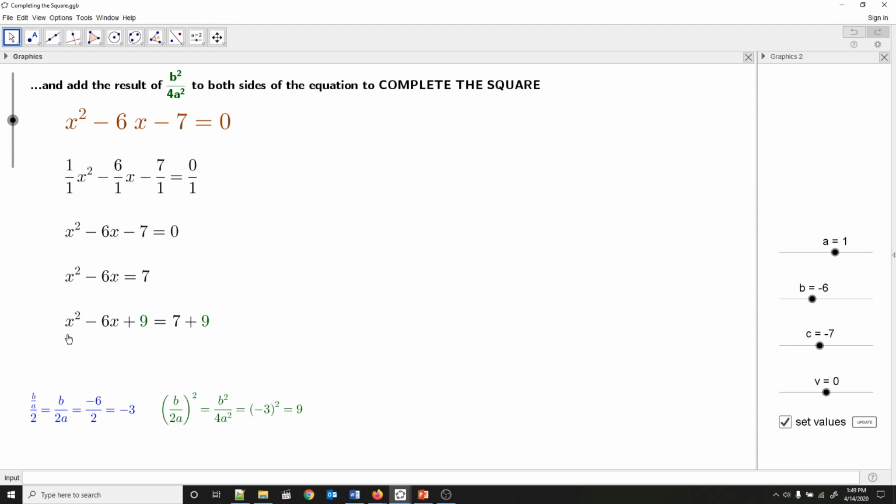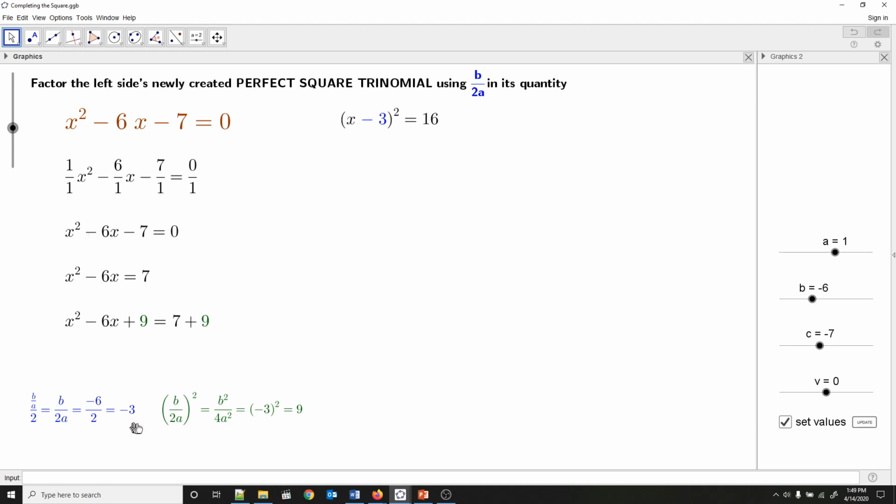Now on the left side you have x squared minus 6x plus 9. By choosing 9, you have just made this a perfect square trinomial. And a perfect square trinomial has two factors that are identical to each other, which means you can write it as a quantity squared. And that is why it's called completing the square. So if we actually do write its factors, please note that the -3 that you came up with here is actually going to be used in that quantity.